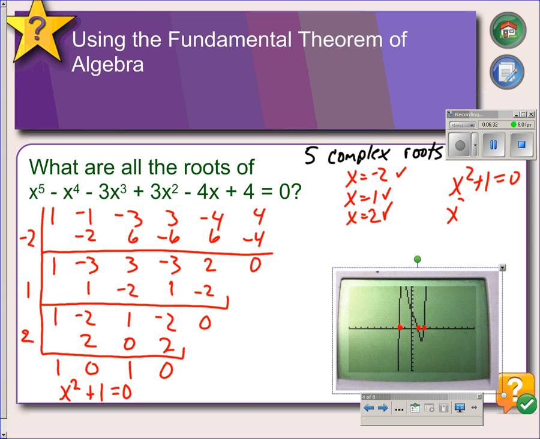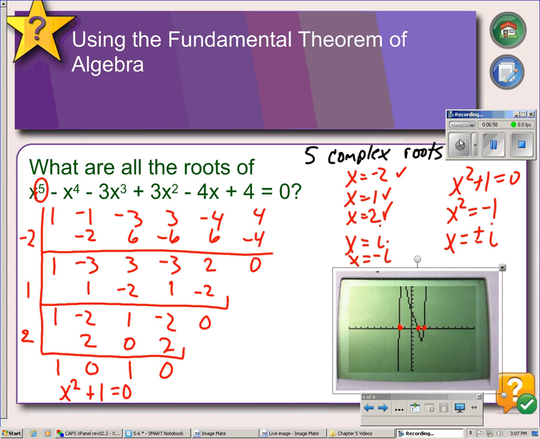So if I subtract 1, I get negative 1. Taking the square root, I get plus or minus i. So I have 3 real roots that I can see on the graph, and I have 2 imaginary roots, which are the ones that do not appear on the graph. But there are 5 roots total, as we expected, because it's a 5th degree function.